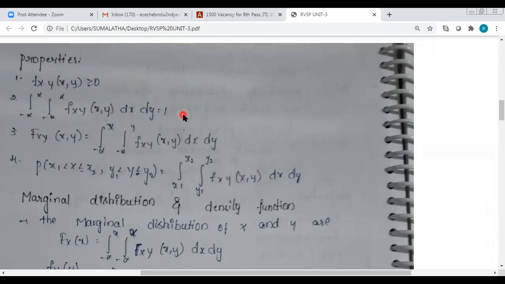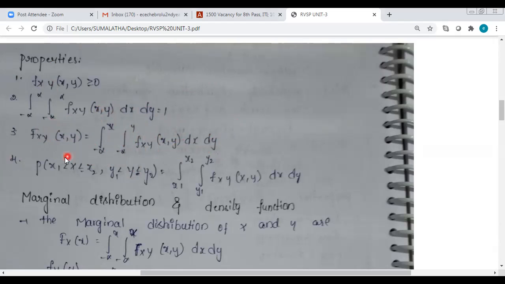Okay, next the third property is capital fxy of x comma y is equal to integration from minus infinity to x, integration from minus infinity to y, small fxy of x comma y dx dy. Okay, do you understand how to get this formula? Previously we had capital fx of x equal to integration from minus infinity to x of small fx of x dx. Okay amma?